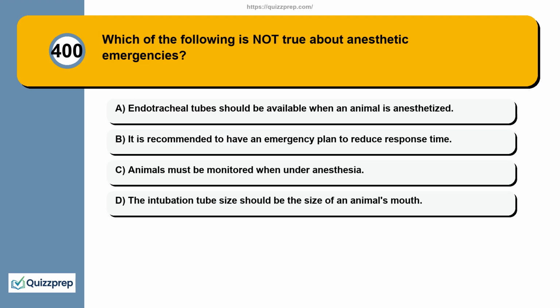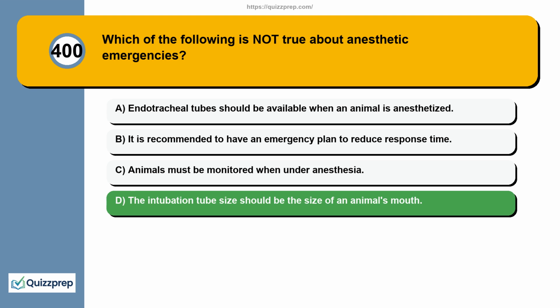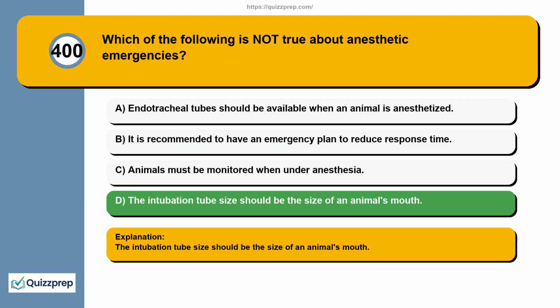Question 400. Which of the following is not true about anesthetic emergencies? Option A. Endotracheal tubes should be available when an animal is anesthetized. Option B. It is recommended to have an emergency plan to reduce response time. Option C. Animals must be monitored when under anesthesia. Option D. The intubation tube size should be the size of an animal's mouth. The correct answer is option D.